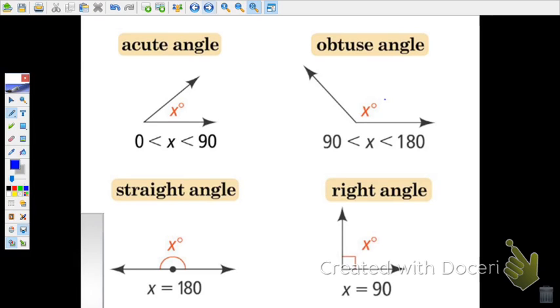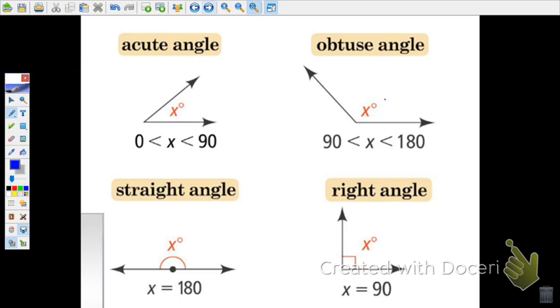Then these 4 angles, which again should not be anything new to you. You see boxes in your interactive notebook with those 4 angles. Draw in an example and also include this information about their size. These 4 angle classifications you should be familiar with. The acute angle is between 0 and 90, obtuse between 90 and 180.